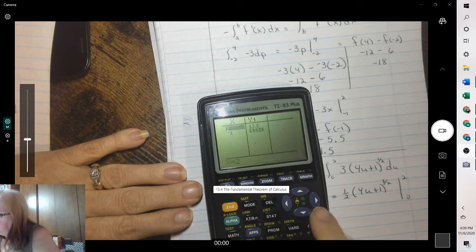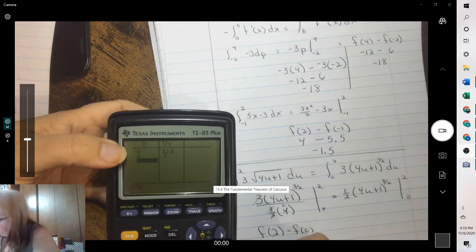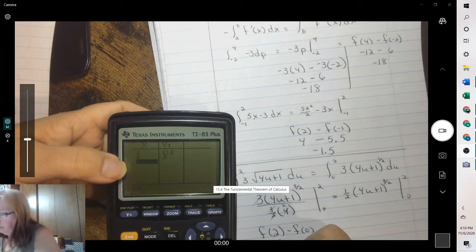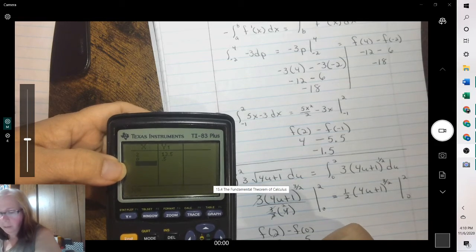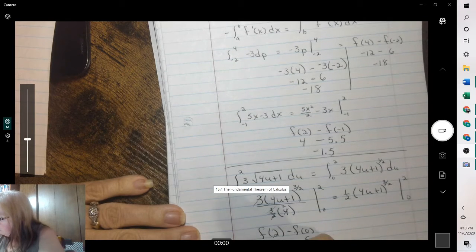Okay. Second and table, and I want 2 and 0. So f of 2 is 13.5 minus f of 0 is 0.5, which gives us an answer of 13.